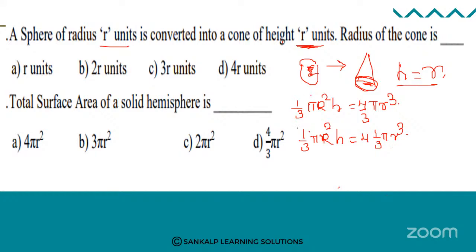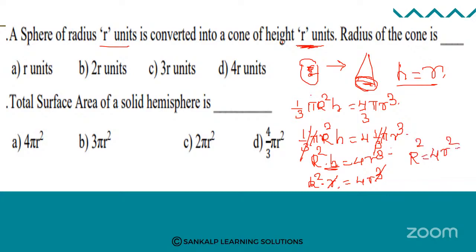Now, 1 by 3 and 1 by 3 will get cancelled. Pi and pi will get cancelled. So, r square into h is equal to 4r cube, right? So, what is h here? h is equal to r. That means r square into r is equal to 4r cube. Here also it is r and r cube. That means 1 r will get cancelled. So, r square is equal to 4r square, right?